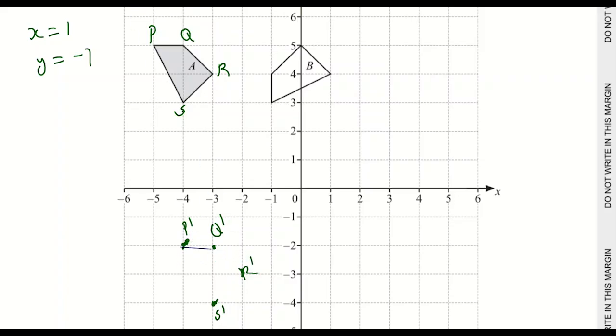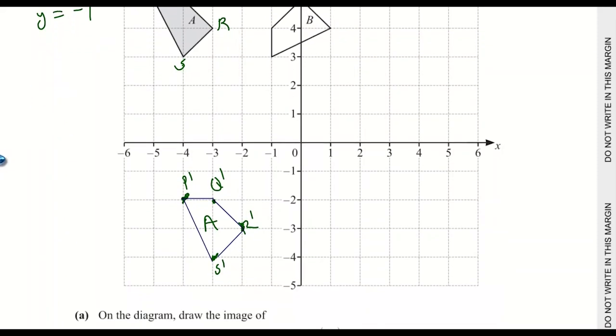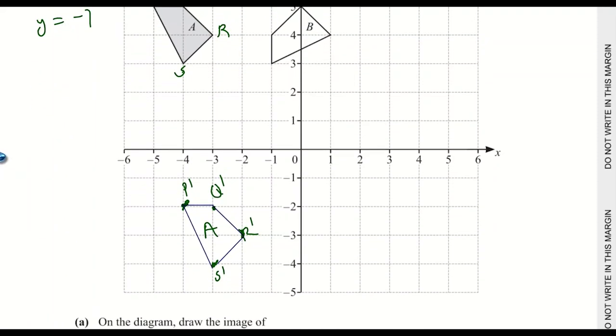Sorry, let's take that again. Okay, good. Then join this. Let's join this. And finally, let's connect these two together. So this is the image of shape A after a translation by (1, -7), right? So this is what we have here.